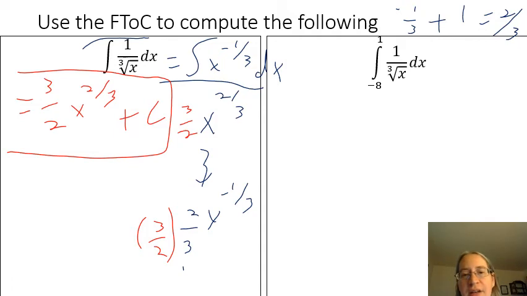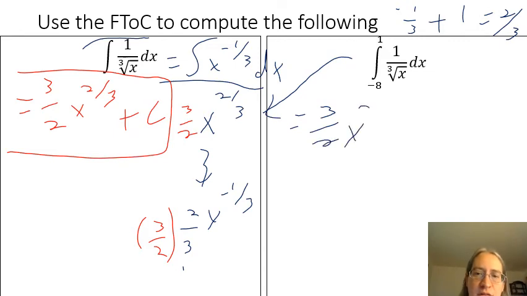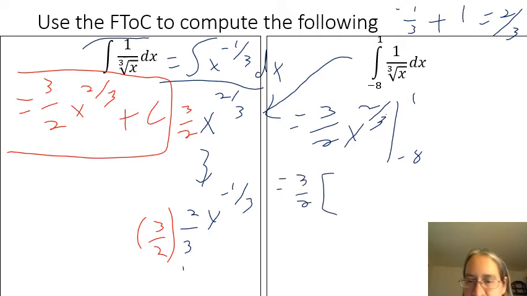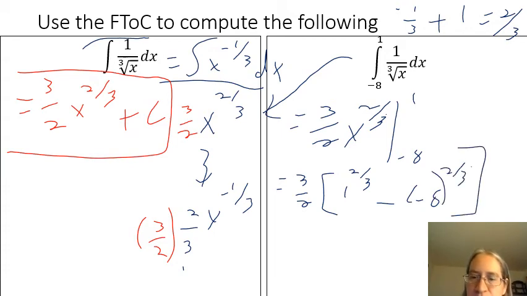Now for the definite integral, what I would do if I hadn't already done the indefinite integral is I would start out thinking through this same procedure, and then I would say, okay, so first I write down the formula, 3/2 x to the 2/3 of the antiderivative, and then I'm going to evaluate from -8 to 1. So that's 3/2 times, first plug in 1 to the 2/3 power minus -8 to the 2/3 power, close parentheses.